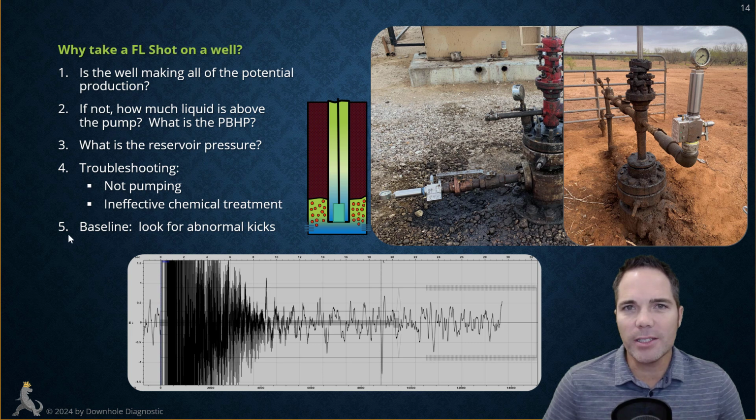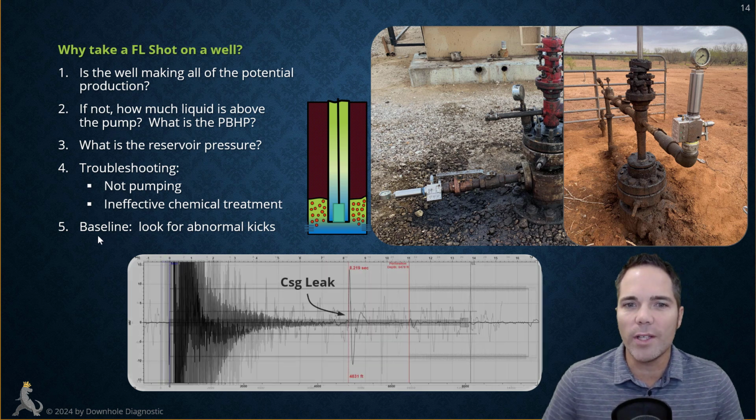Now, another reason to do a fluid level shot is just to get a baseline. It's just like going to a doctor and getting a checkup, maybe go to the doctor every 5 years and do some blood work. How do I look? Well, a fluid level shot is going to pick up any anomalies or large kicks in the annulus that you might want to investigate, or at least know that they exist.